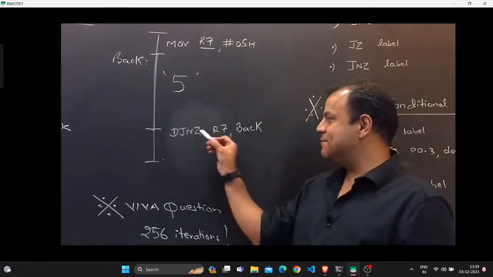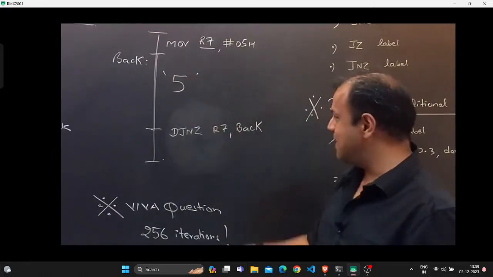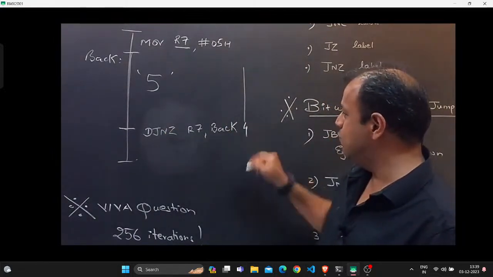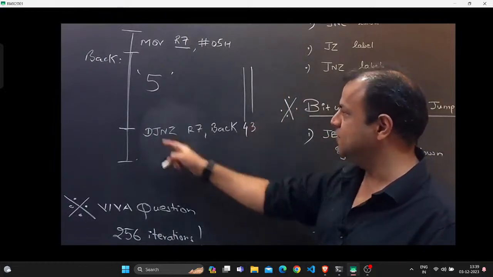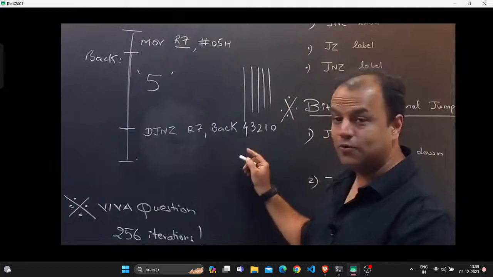What will it do? It will decrement R7. If the value is not 0, it will jump to the location back. Let's see. First iteration, R7 was 5. It will become 4. 4 is not 0. It will jump to back. Next iteration, 3, not 0, jump to back. Next iteration, 2. Next iteration, 1. Next iteration, 0. Now it has become 0.